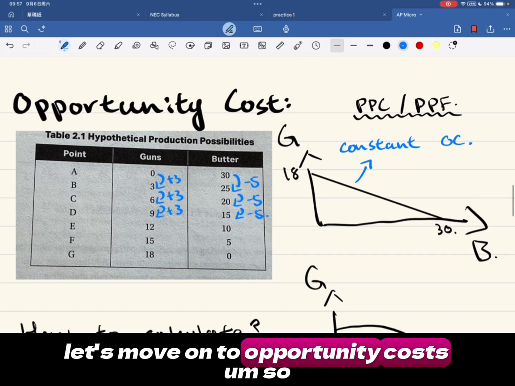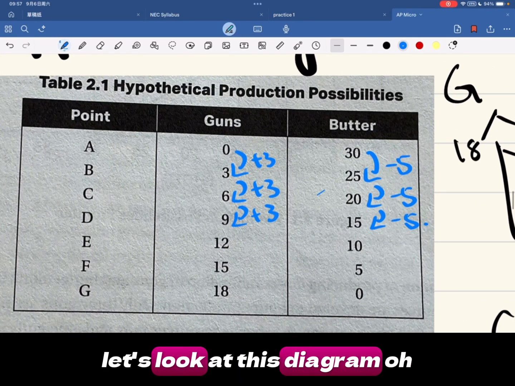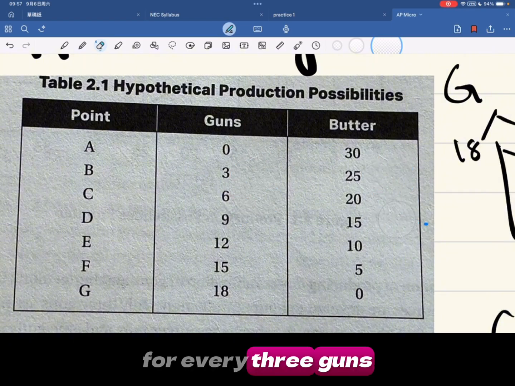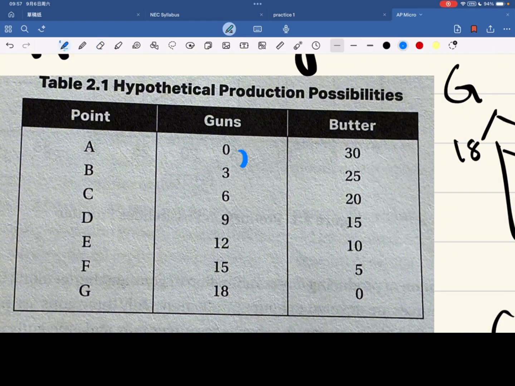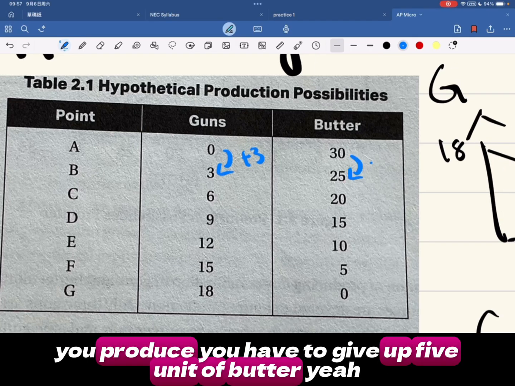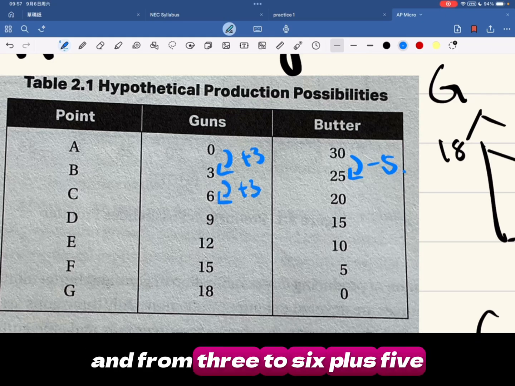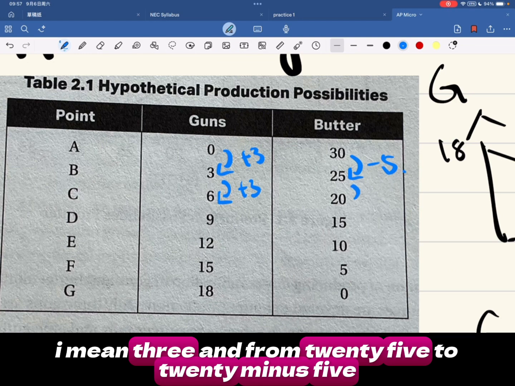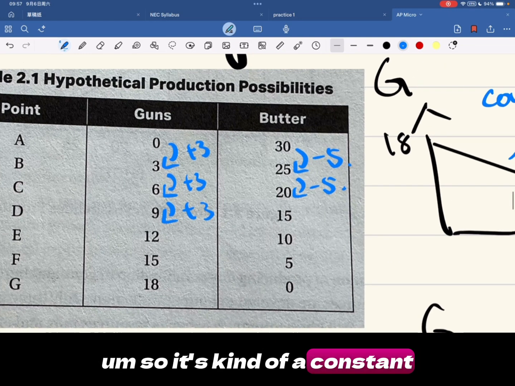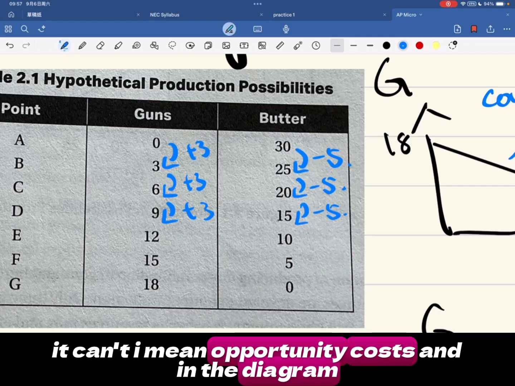Now let's move on to opportunity costs. So let's look at this diagram. For every 3 guns you produce, you have to give up 5 units of butter. From 3 to 6 is plus 3, and from 25 to 20 is minus 5. So it's a constant opportunity cost.